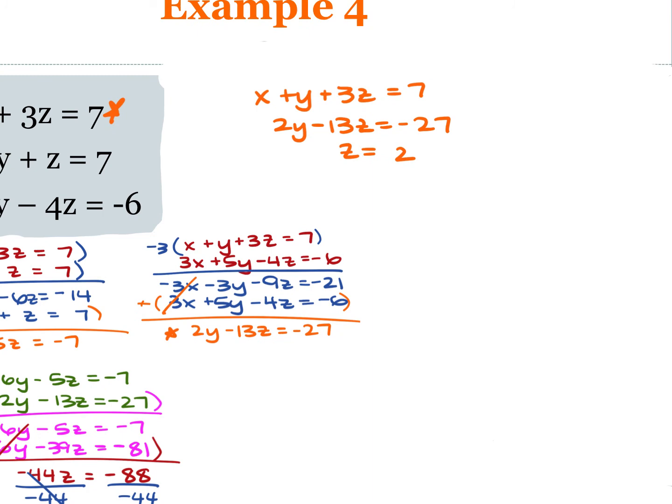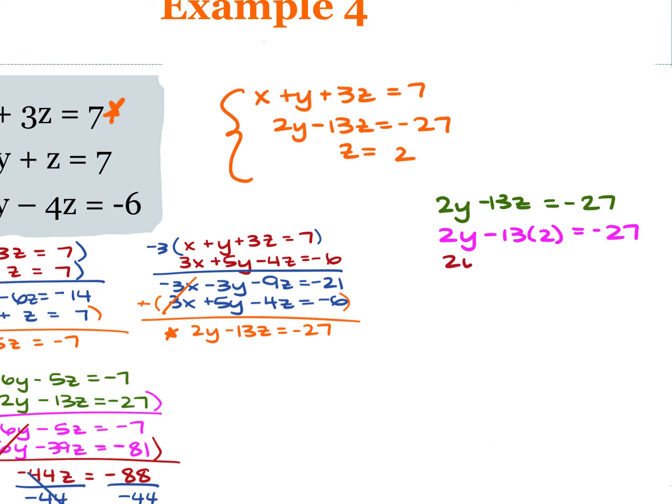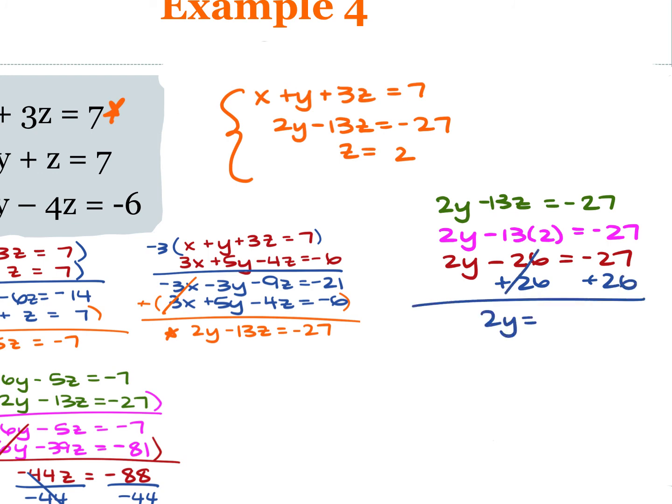Using that z is equal to 2, I'm going to plug that in and solve for y. And 2y minus 13z is equal to negative 27. So this is going to give us 2y minus 13 times 2 is equal to negative 27. So 2y minus 26 is equal to negative 27. We add the 26 to both sides. We get 2y is equal to negative 1. Divide each side by the 2. And y is negative 1/2.